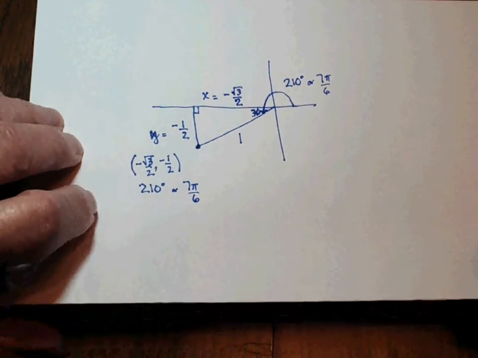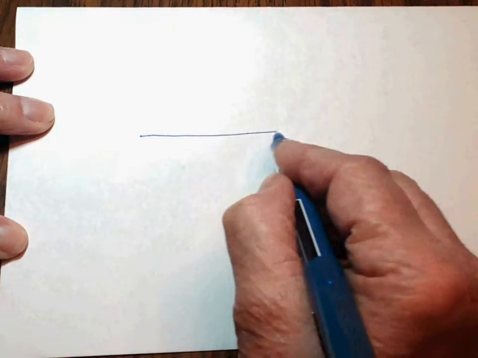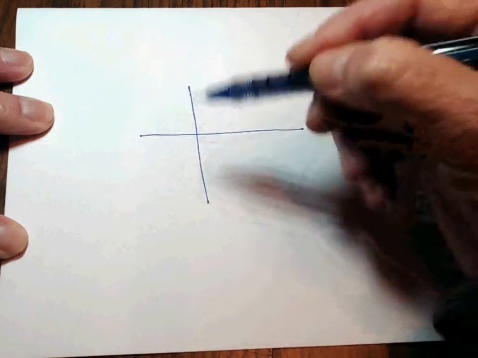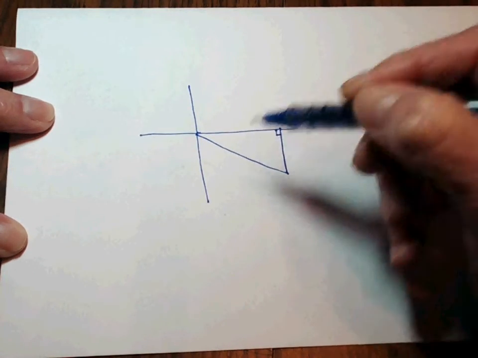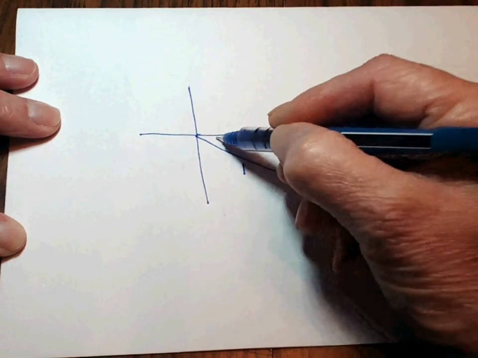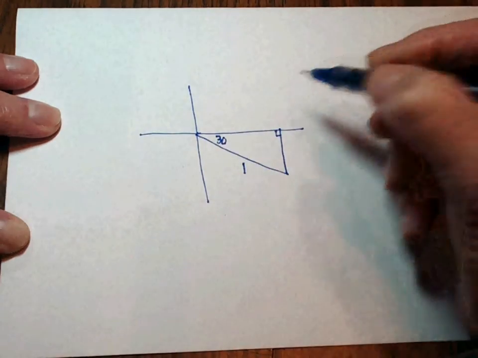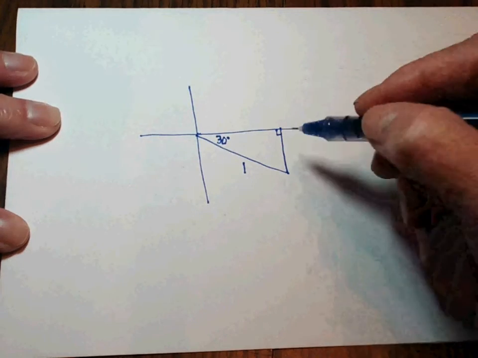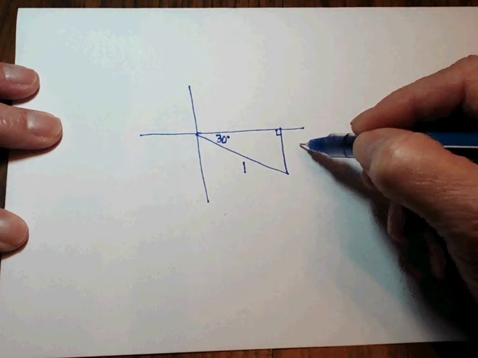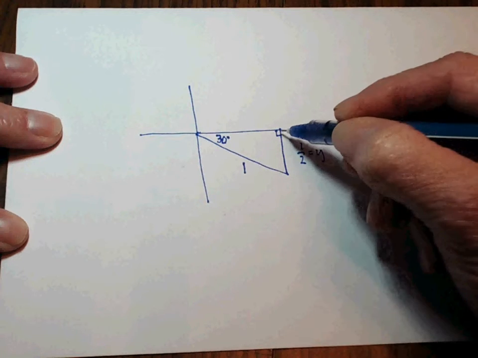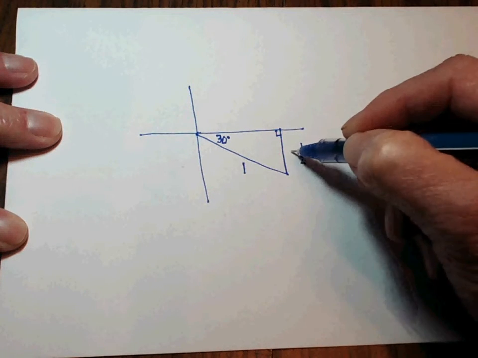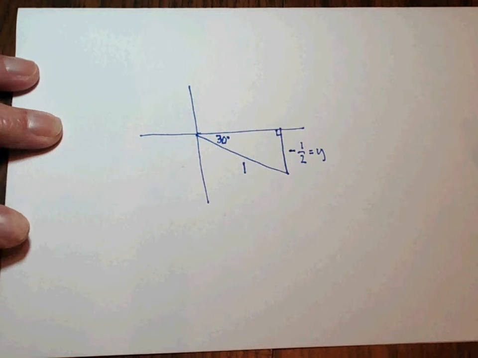We've got one more quadrant to go. 30 degrees now, over into the fourth quadrant. Hypotenuse is still 1. 30 degrees in the fourth quadrant. Shorter leg across from 30 is still 1/2. Still equals y, but you can see that it's dropped down in the negative direction, so y will be negative 1/2.